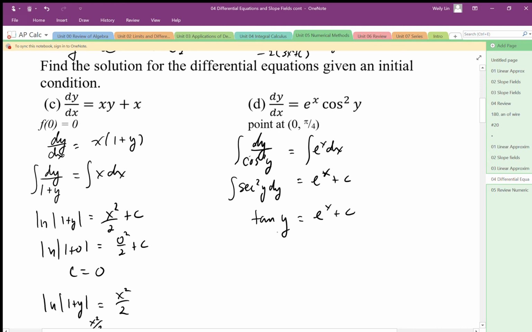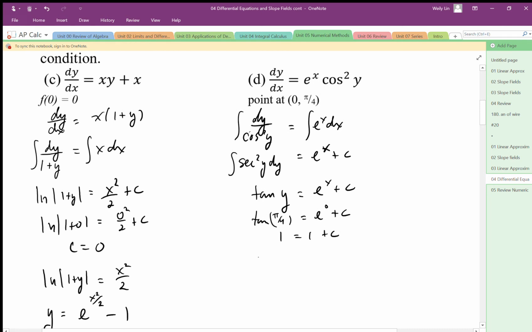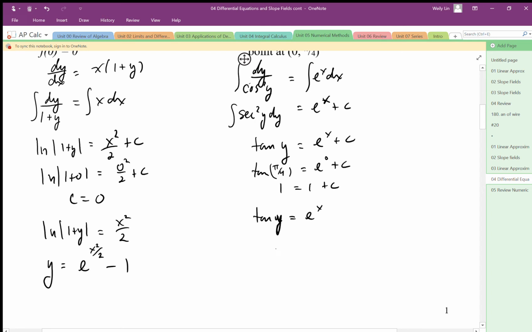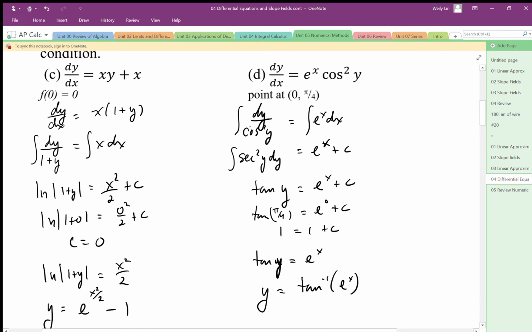Plugging in the coordinate, I get tan of pi over 4 is equal to e to the 0 plus c. That's equal to 1, 1 plus c, c is 0. So my equation looks like this. Tan y equals e to the x. Okay, I can solve for y. I can say that y is equal to the arctan of e to the x. Okay, and that's the solution. That's the specific solution that passes through that coordinate.